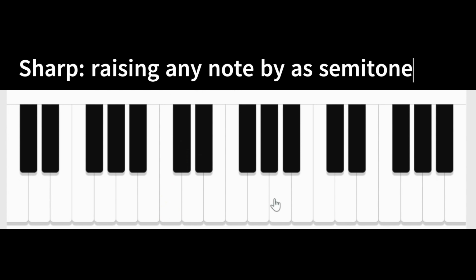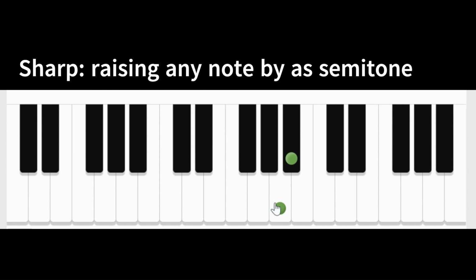If I am on A and I want to make it higher, I want to sharpen it. I want to make it higher by a semitone. A semitone is a note that is immediately next to it. So this note here that is immediately next to it and higher, going towards the right, is A sharp. A, the note next to it, a semitone or half step away, is A sharp.